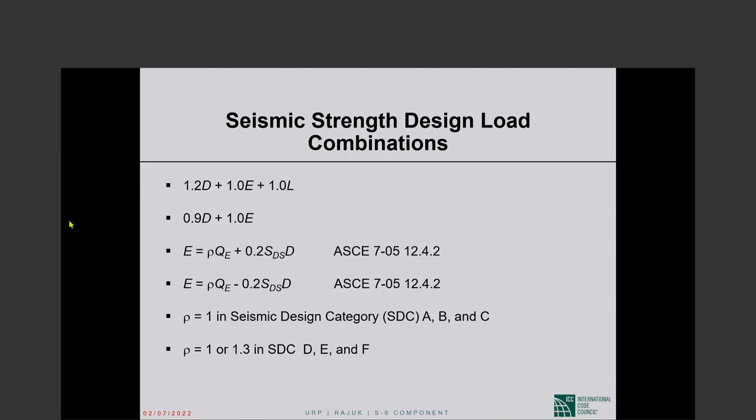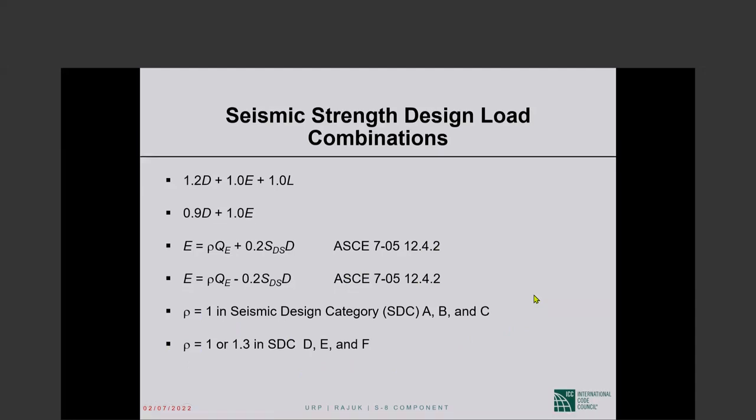And the point to S sub ds times D is essentially written differently. It is exactly the same. So in BNBC 2020, E is Q sub E plus 0.2 S sub ds times D in the additive seismic load combination, and in the counteractive load combination, it is Q sub E minus 0.2 S sub ds times D. Okay. In ASCE 7, rho is 1 for seismic design categories A, B, and C. In design categories D, E, and F, it can be 1 or 1.3, as I mentioned already.